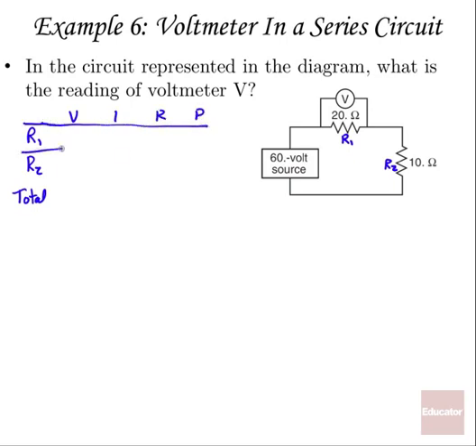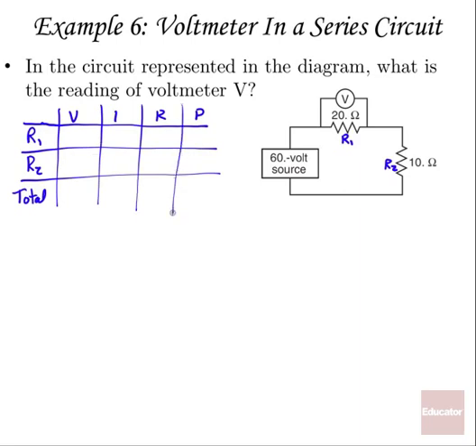All right, finishing our VERP table here. Let's fill in what we know already. R1 is 20 ohms, R2 is 10 ohms, our source is 60 volts. And as we look again, this is a series circuit again. Current is going through R1 and R2, and we can assume very little current through V, pretend it's not there, it has a negligible effect on the circuit.